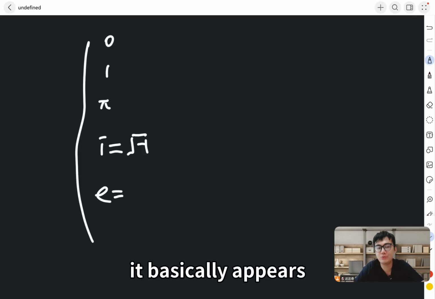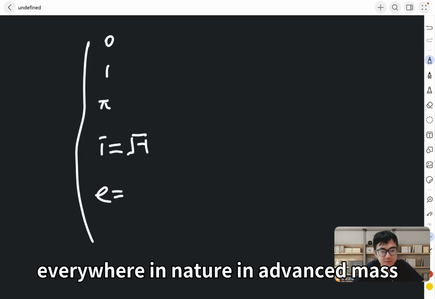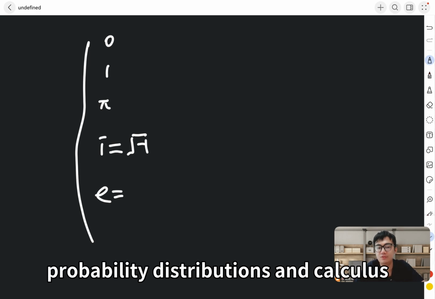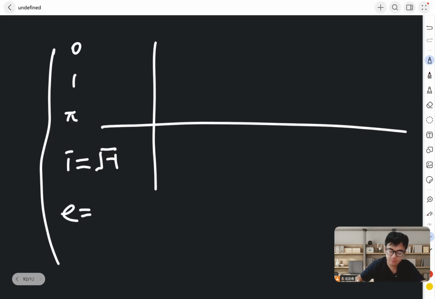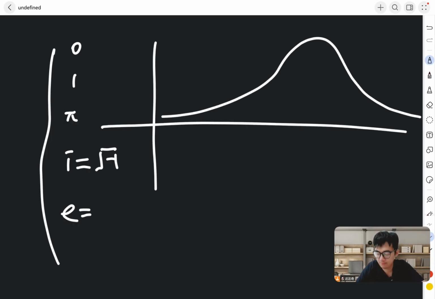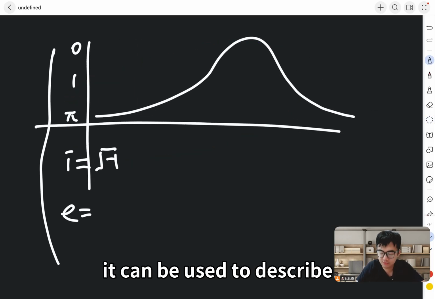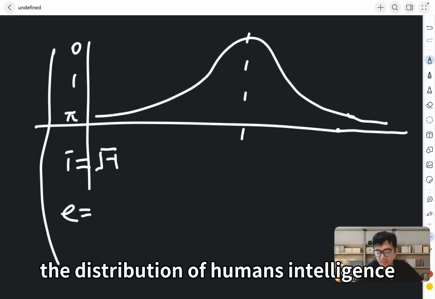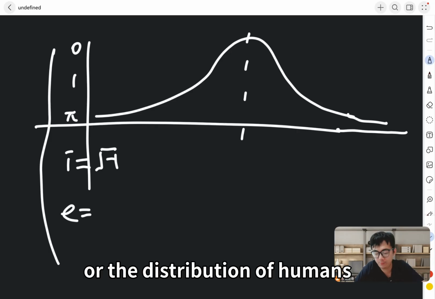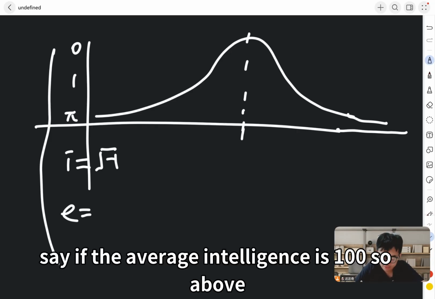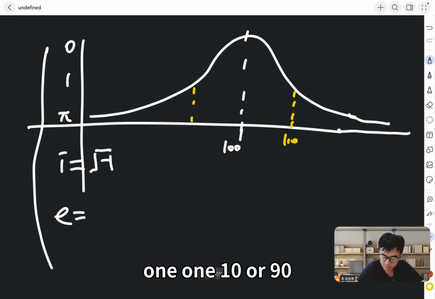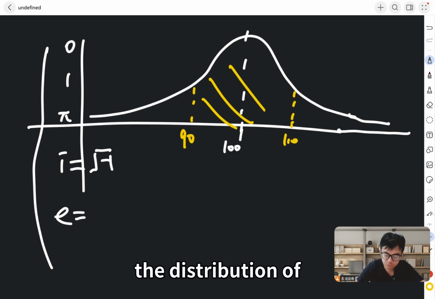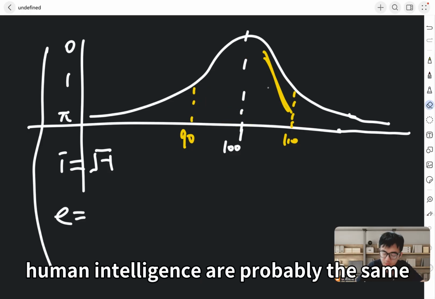It basically appears everywhere in nature and in advanced math, especially in statistics, probability distributions, and calculus. For example, the normal distribution can describe basically everything in the natural world. It can be used to describe the distribution of human intelligence or the distribution of human heights or weights. Say the average intelligence is 100, and the curve is symmetrical, so 110 or 90, the distribution of human intelligence is probably the same.